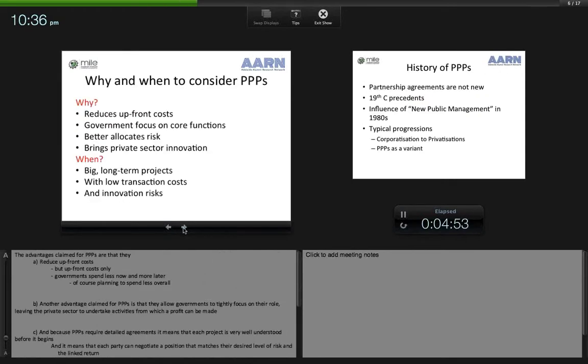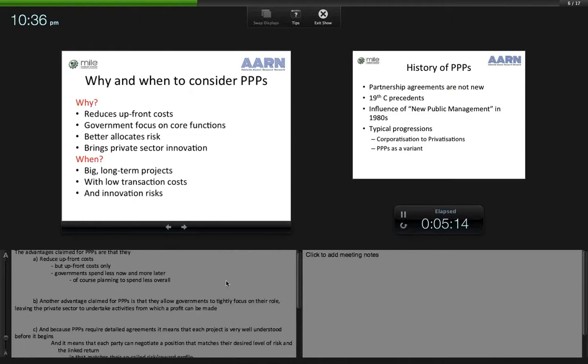Again, just briefly, let's reconsider the question of why and when to use PPPs. The advantage claimed for PPPs is that they reduce upfront costs, but recognise upfront costs only. Governments spend less now and more later. Of course, the planning is to spend less overall.